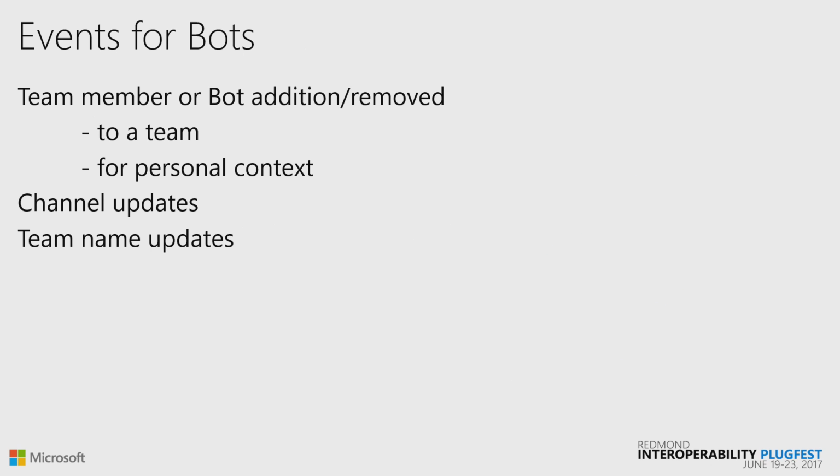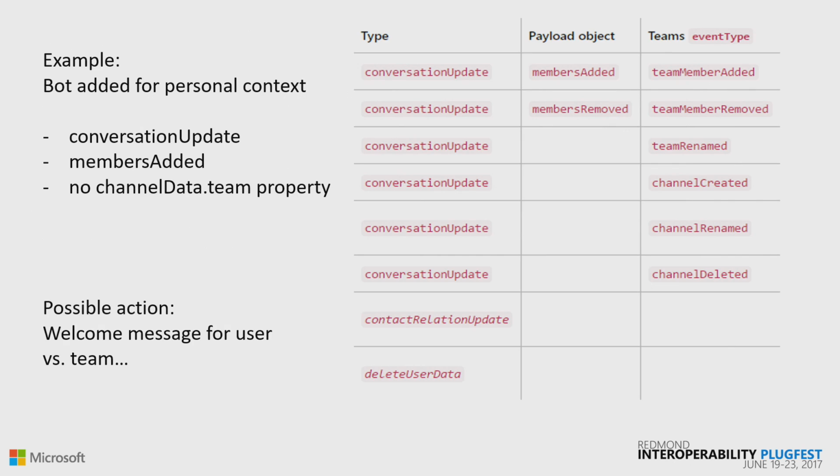Okay. And then events are really important. As I had mentioned before, bots can and should probably respond to events. When a new member is added to the team, the bot might want to address that new member and say, hey, I'm here to help, or I'm here to create a new issue for you on our repository, or find a file for you, or whatever it is. So the events are listed here. There are different general types: conversation updates, contact relation updates, user delete user data. And these are the event types: members added, removed, and channels renamed, deleted, that kind of thing. So these are the kinds of things that bots can listen for and respond to.